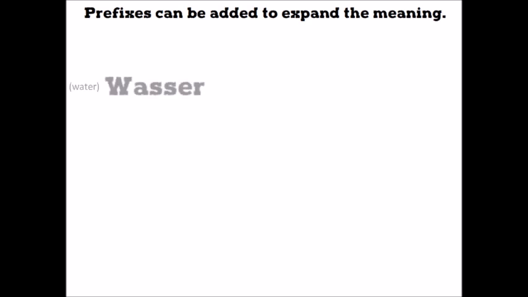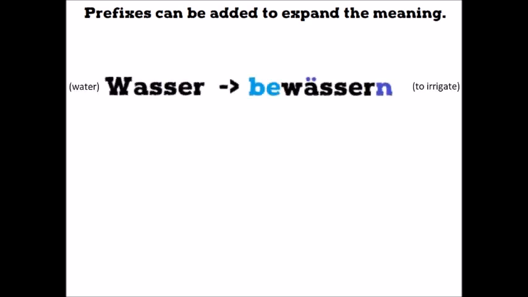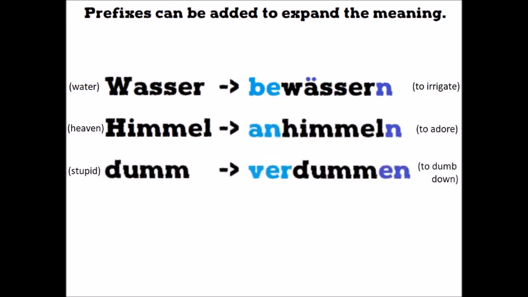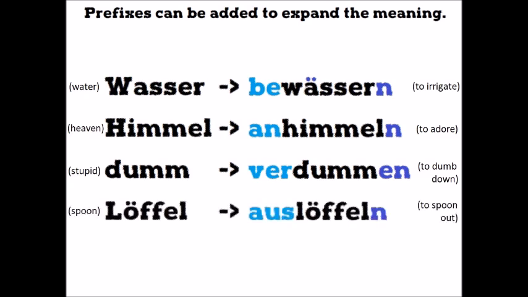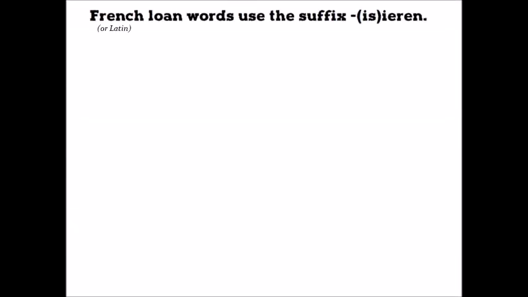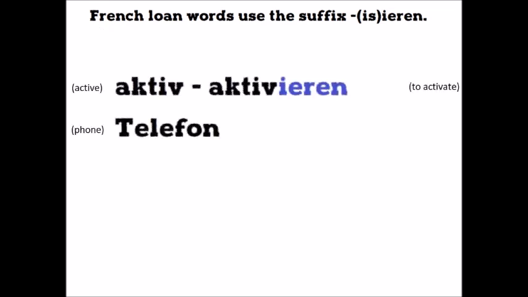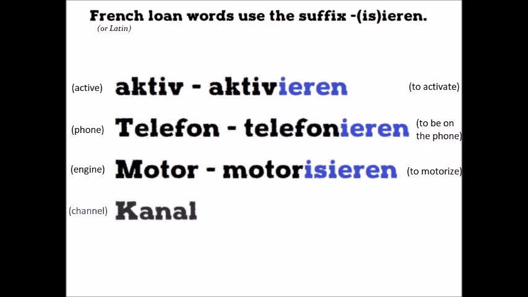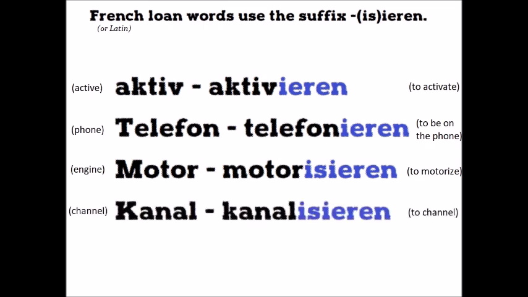Here are some examples. Wasser, bewässern, Himmel, anhimmeln, dumm, verdummen, Löffel, auslöffeln. There are some more endings that can produce verbs. With French loanwords, the suffixes iren or isieren are used. For example, aktiv, aktivieren, Telefon, telefonieren, Motor, motorisieren, Kanal, kanalisieren.